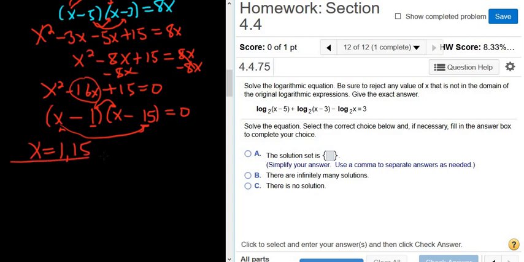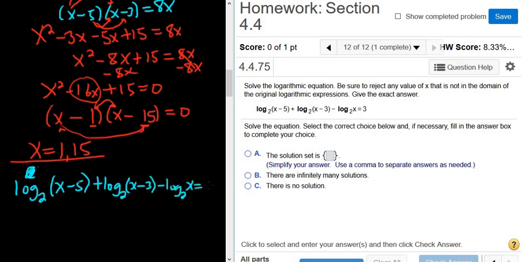Unfortunately, we do have to check these. Whenever you have more than one log, you should always check your answers. Before we check, I'm going to rewrite the problem so I have it in front of me: log base 2 of x minus 5. You have to plug it back into the original. You can't just use another part of the problem. It has to be the original.